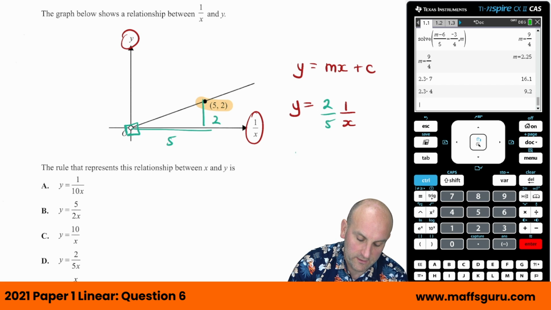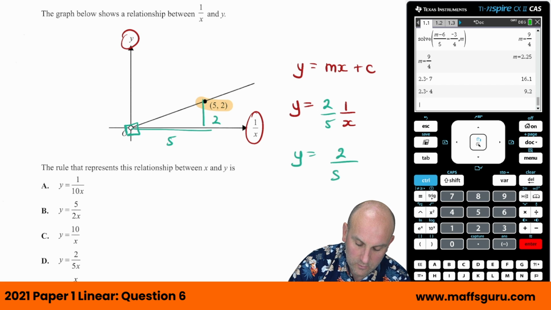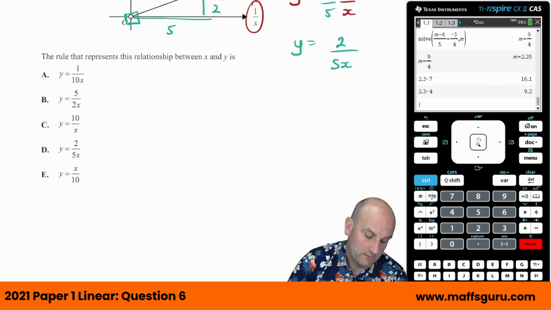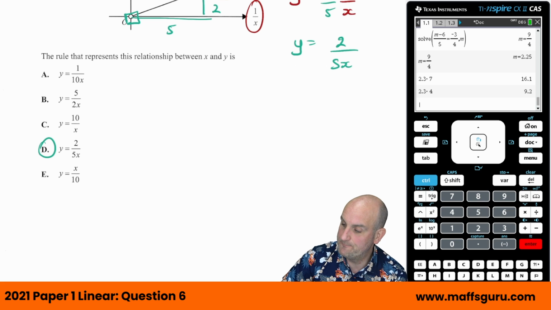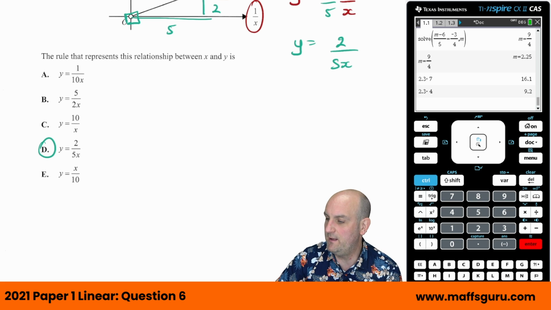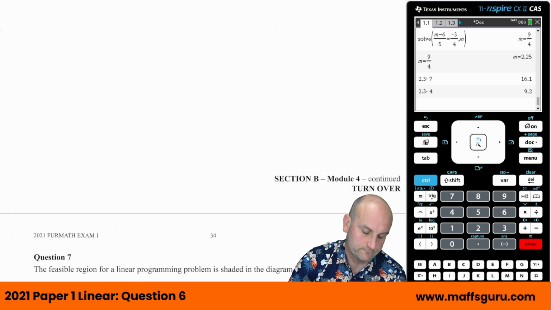So when we multiply those together, I get y is equal to 2 on 5x, and so I suggested that D would be the correct answer for that question there. Almost at the end of this paper, a couple more questions to do.